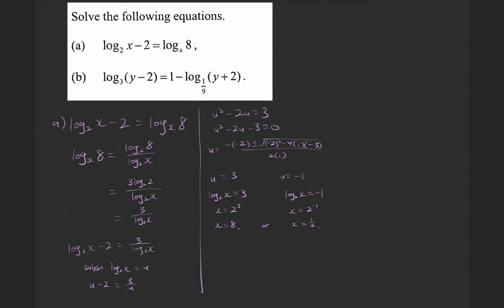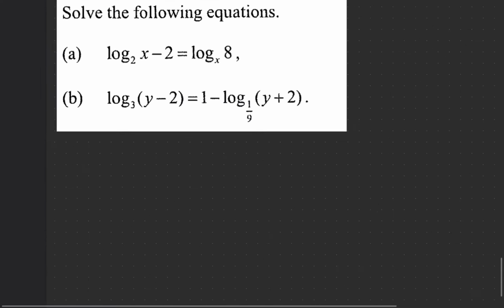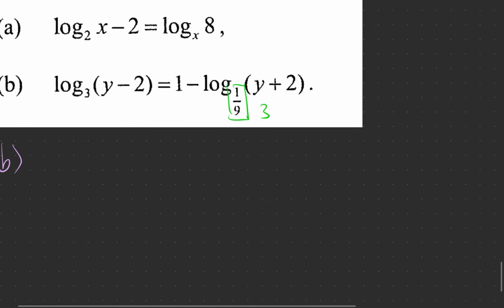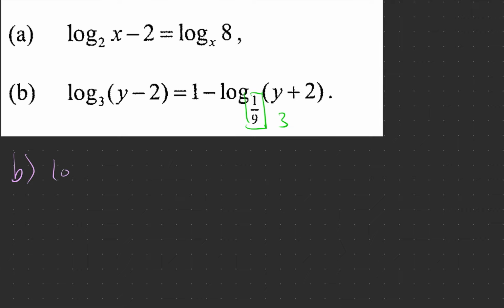Okay, part B. I'm going to need to start a new page. Let's take a look at part B now. So log base 3 of x minus 2 equals 1 minus log, all that. For this, I'm going to try to make the base 3. So I'm going to move stuff around: log base 1 over 9 of y plus 2 equals 1 minus log base 3 of y minus 2.